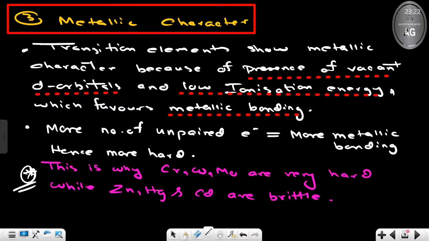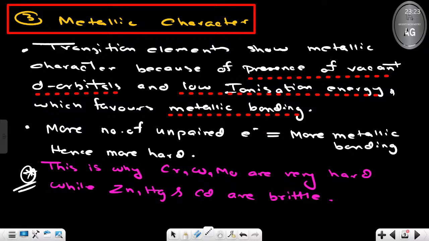Please note it down. Next, this is why chromium, tungsten, molybdenum, same group, the chromium group, are very hard, while zinc, mercury, cadmium are brittle. Obviously, zinc, cadmium, and mercury have zero unpaired electrons, so they will be brittle. That is why zinc is a brittle compound, while chromium, tungsten, molybdenum have the maximum number of unpaired electrons, 6. Don't forget, it's not 5, it's 6. D and 1s also.